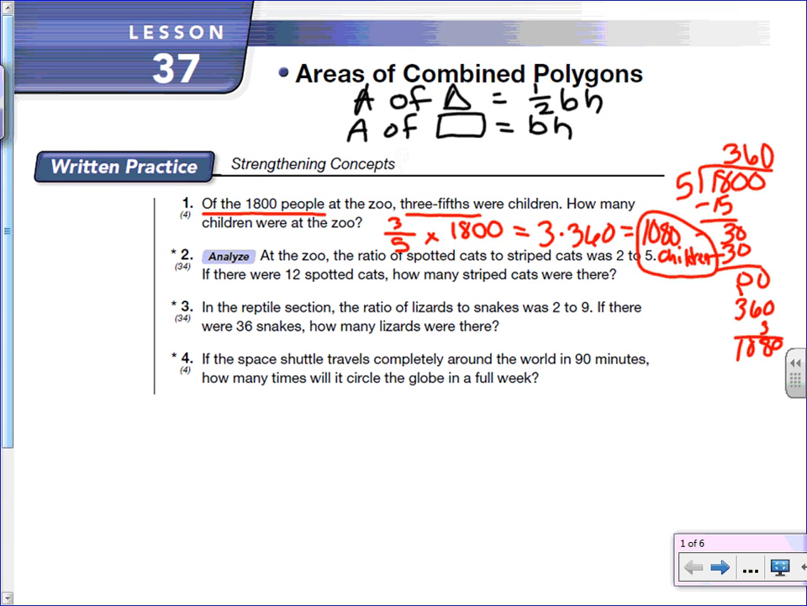At the zoo, the ratio of spotted cats to striped cats was 2:5. So spots to stripes was 2:5. If there were 12 spotted cats, how many striped cats were there? So we can look at this and we say, well, to go from 2 to 12, we can multiply by 6. So we have to do the same on the bottom. 5 times 6 is 30.